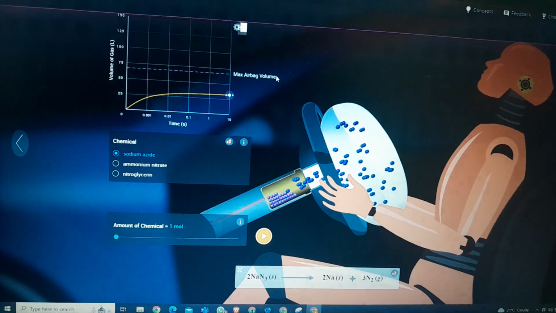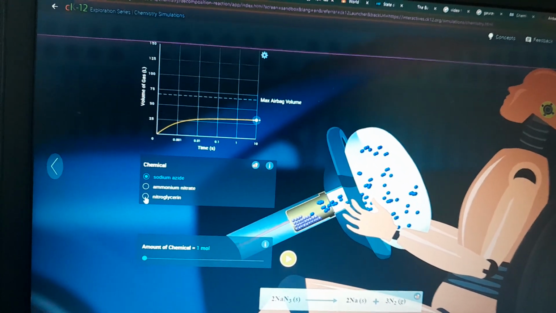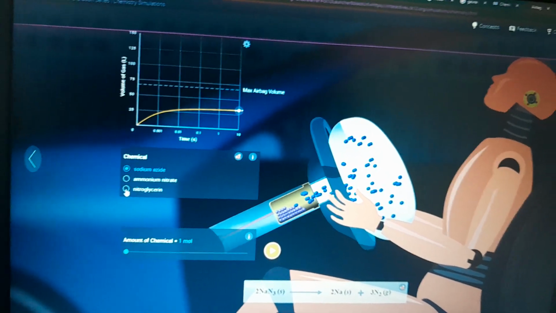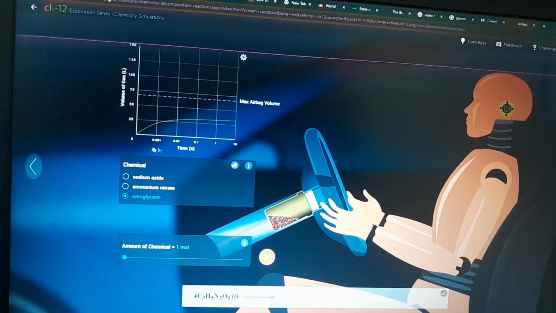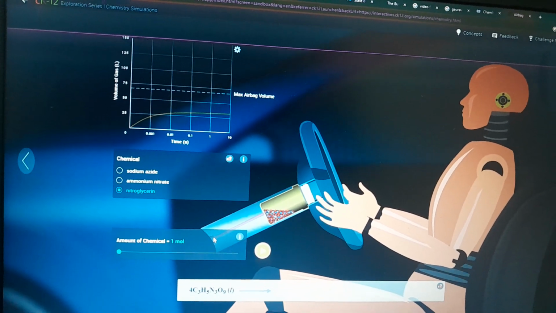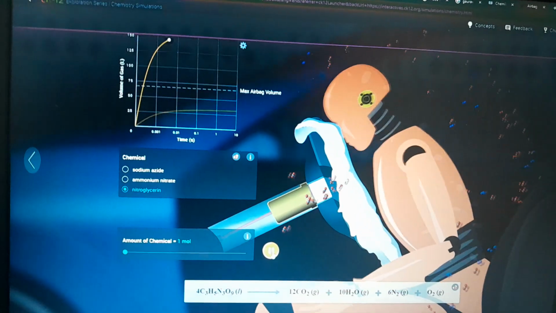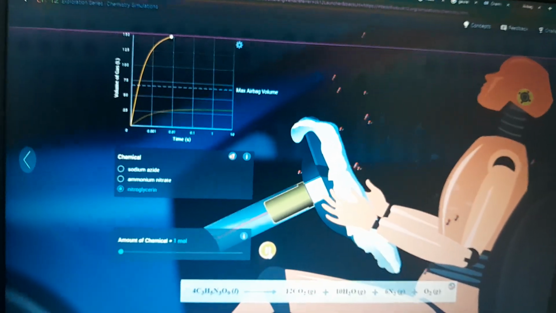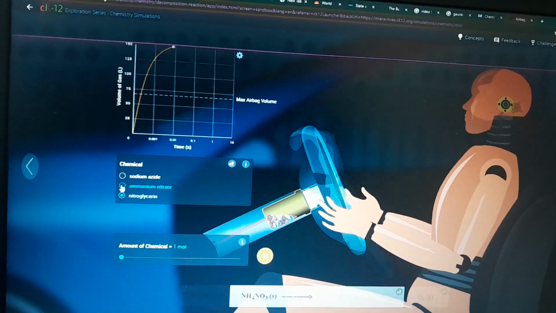So now we're gonna use nitroglycerin. I know what's gonna be the result. This bag is just gonna inflate and the dummy is gonna die. So let's begin. Okay, this is the previous one, sodium azide, and this is the current one. So let's begin. Okay, oh, look at this. So our dummy died.